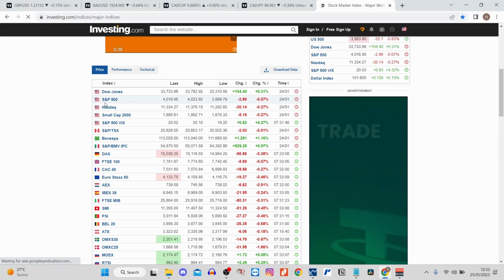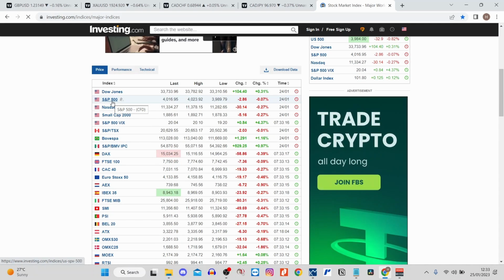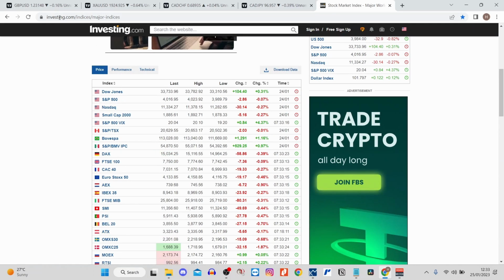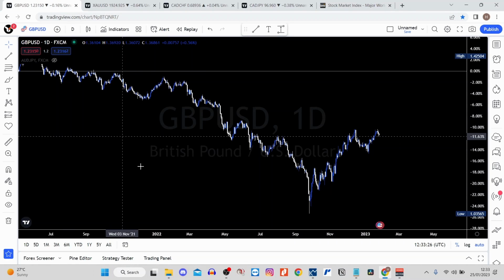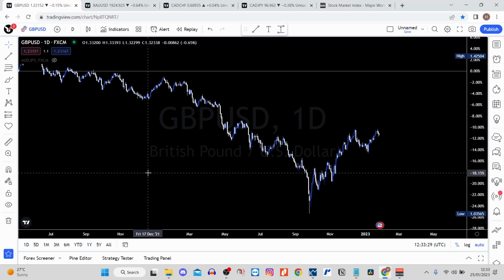For the US, we use the S&P 500 because it's a representation of the US economy. The first thing we would do is go back on the pound USD chart, and I just want to figure out how do I use equities? What does it tell me when I compare equities to my currency pair? What information do I get?